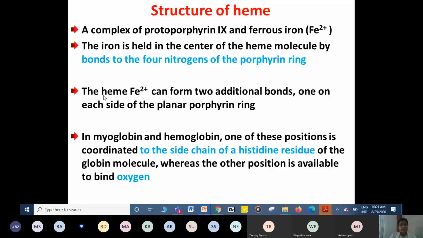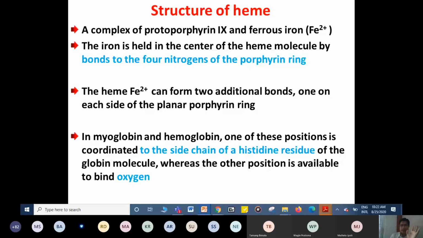The heme can form 2 additional bonds. Okay, we are talking about the heme now, and this heme is a part of hemoglobin, the prosthetic part. Heme is the prosthetic part of hemoglobin, and it consists of protoporphyrin along with iron in the center. Actually, this iron can bind with 6 different things.